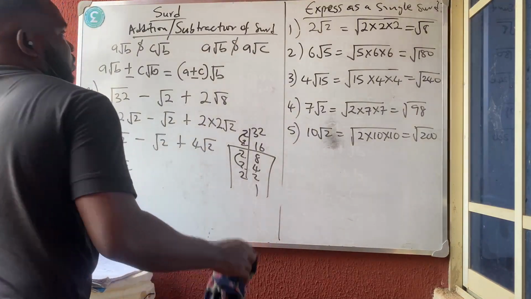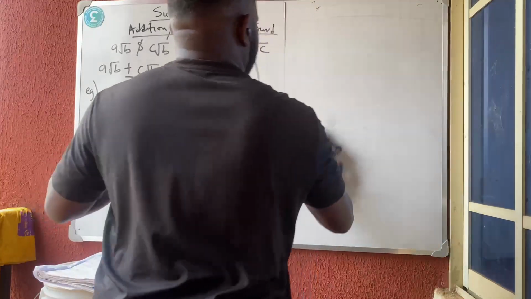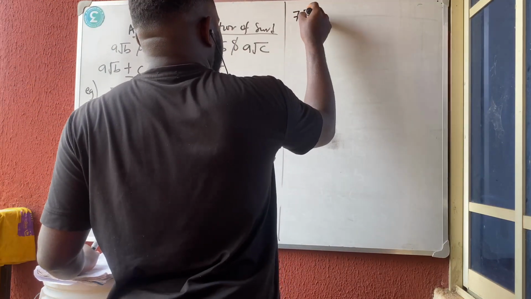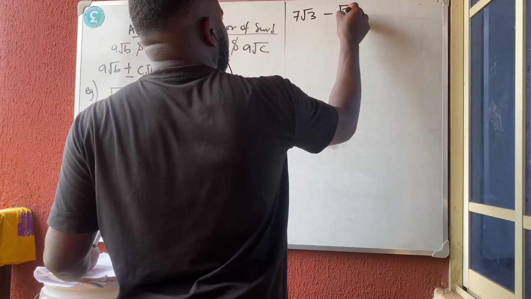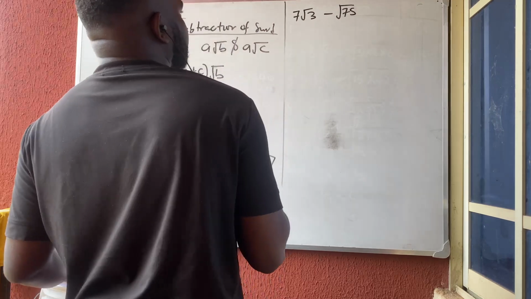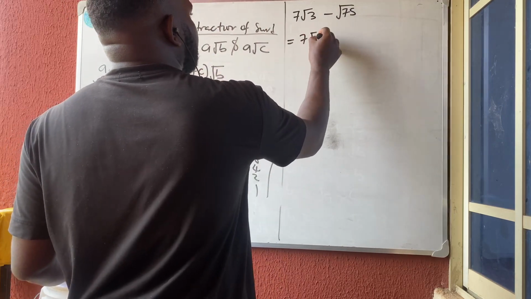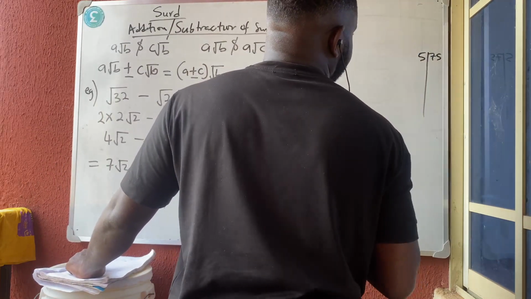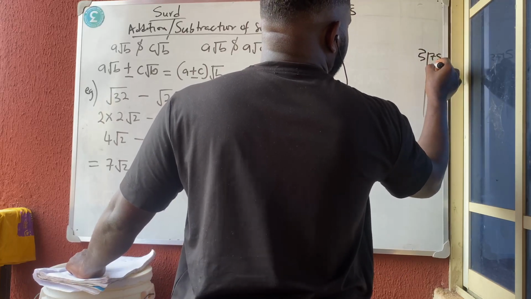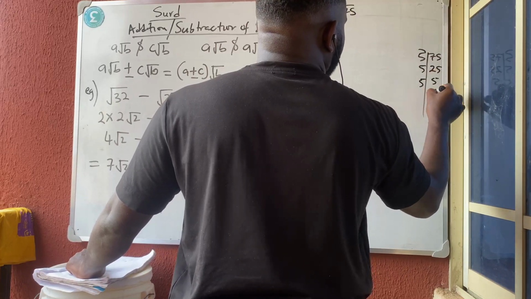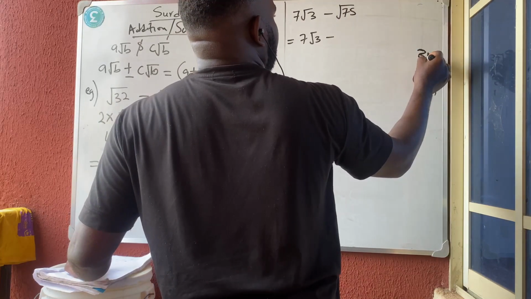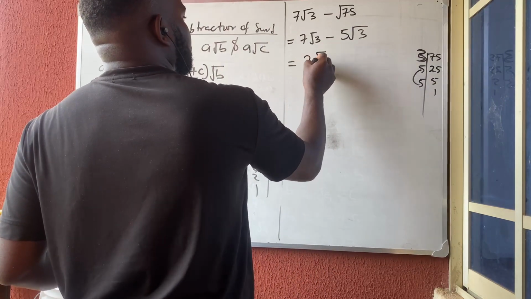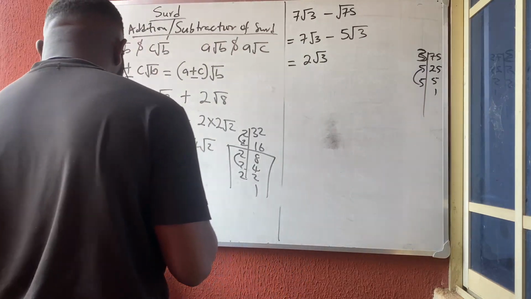Okay? So let me give you another example to that. So another example says 7 root 3 minus root 75. Okay, as simple as this. Let's simplify this. So what do I have? I have 7 root 3 minus root 75. 5 divide 75, I'm having 15. 3 divide, I'm having 25. 5 divide, I'm having 5. 5 divide, I'm having 1. So double, which is 5, then single, which is 3. So what do I have now? This minus this will give you what? 2 root 3. Only the coefficient we add or subtract.